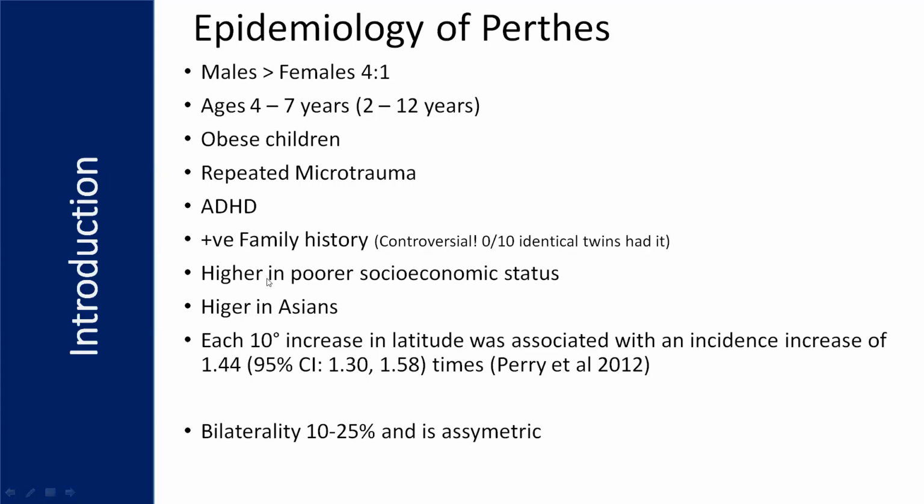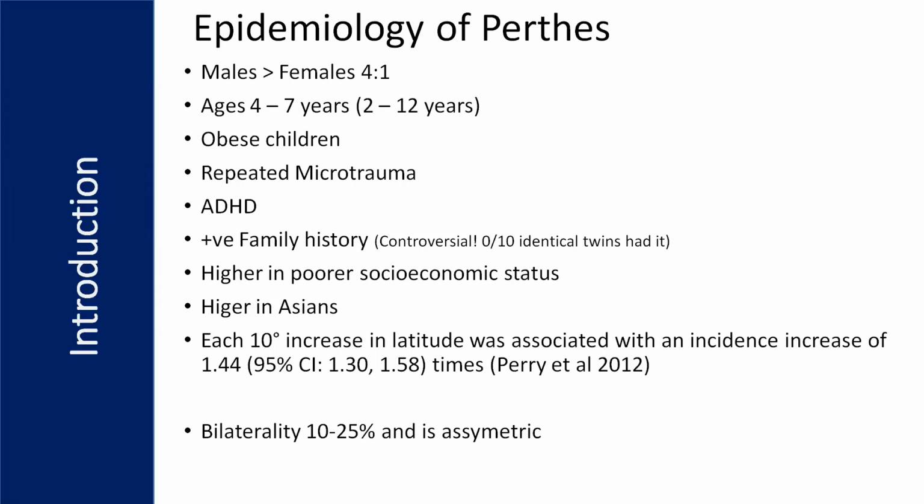It's also higher in poor socioeconomic status. It was found to be higher in Asians, and a study done by Perry et al. found that each 10 degrees increase in latitude was associated with an incidence increase of almost 50%. So when we go up above the equator, with each 10 degrees of latitude the incidence increases almost 50%. Also, bilaterality is almost 10 to 25%, and it's usually asymmetric. If it's symmetric, we have to think of other differential diagnoses.